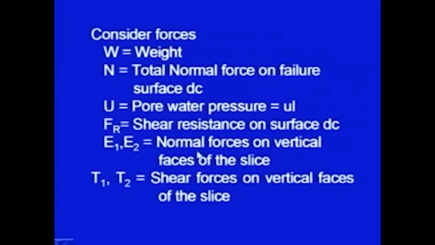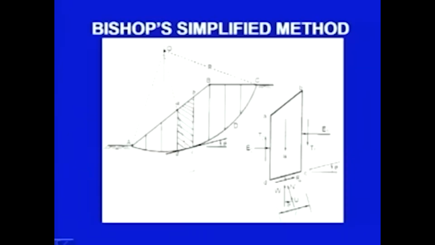E1, E2 are the normal forces on the vertical faces of the slice, and they will be opposite to each other, and T1 and T2 will also be opposite to each other. They are shear forces on vertical faces. So, here T1, T2 in opposite direction and E1, E2.